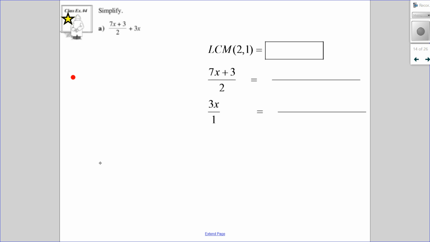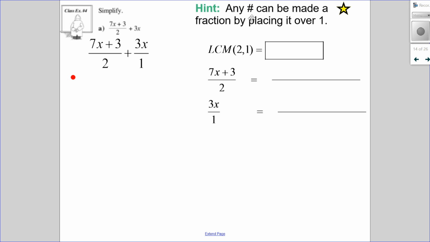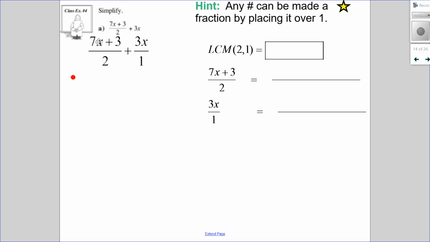Okay, this one here. I want to find the lowest common multiple of the denominators, but 3x doesn't look like it has a denominator. So a little trick for you. Any number can be made a fraction simply by placing it over 1. So I'm going to do this question here, 7x plus 3 over 2 plus 3x over 1, because then I can see the lowest common multiple between 2 and 1 is 2. So this one's out of 2 already, so it'll stay as 2. But I can make this one now out of 2.